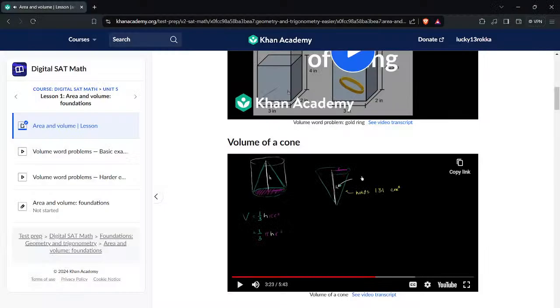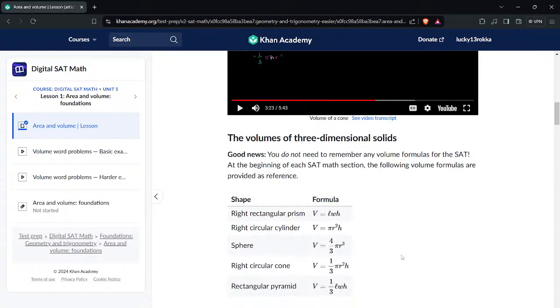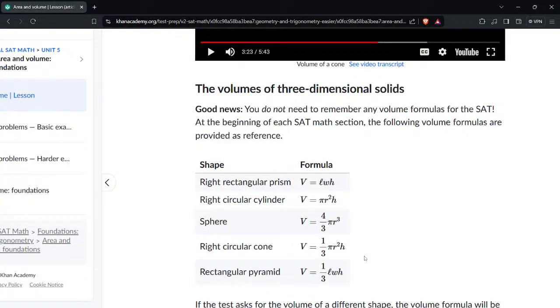Okay, volume of a cone is pi r squared h over 3. Volume of a rectangular prism is length times width times height. Volume of a cylinder is pi r squared h.